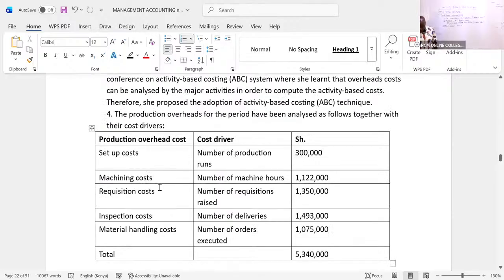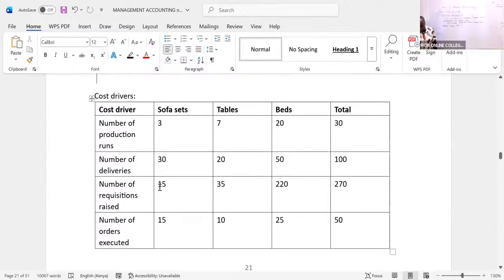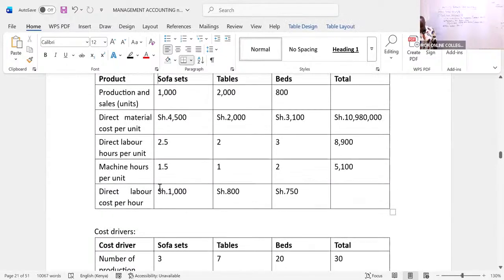There is only one person who has been able to see the total labor hours. You can see here, direct labor hours, they are 8,900. Trust you me, if you get a bad examiner like myself, I can't give you that number, 8,900. I can't give it to you.